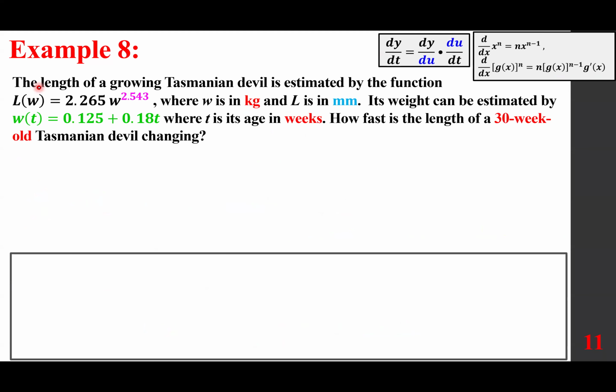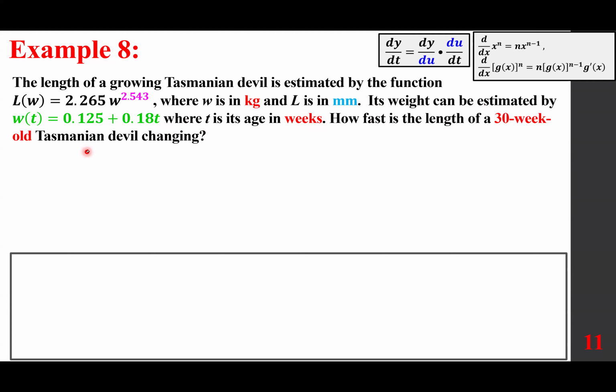The length of a growing Tasmanian devil is estimated by the function L(W) = 2.265 W^2.543, where W is in kilograms and L is in millimeters. Its weight can be estimated by W(t) = 0.125 + 0.18t, where t is its age in weeks. How fast is the length of a 30-week-old Tasmanian devil changing?